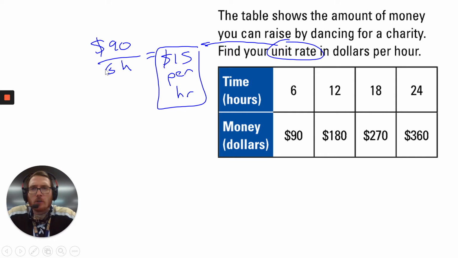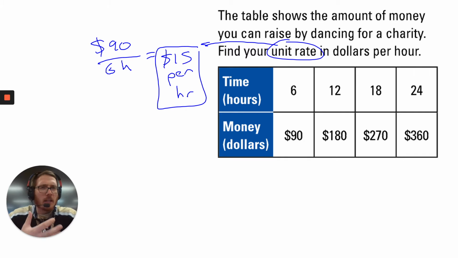Okay, so I just took the first one, and notice I put the dollars on the top and the hours on the bottom. You have to think about which option you probably care about. Do you want hours per dollar or dollars per hour? And typically, the time element always goes on the bottom. And then you just divide this out. So 90 divided by 6 would be $15 per 1 hour. So that's how much you get paid per hour.